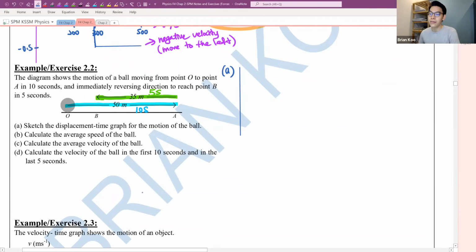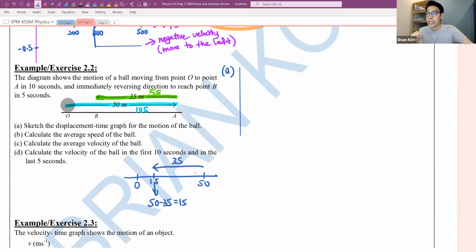At first, we analyze it. We start from 0, and then we go 50 meters away. So remember, displacement is like the coordinates. From 0, you go until 50. And then after that, you come back 35 meters from here. 35 meters from here would actually mean that this value is 50 minus 35, which is 15. If I want to find out the coordinates, then this is going to be 15. So all these, 0, 15, and 50, are the displacement values.